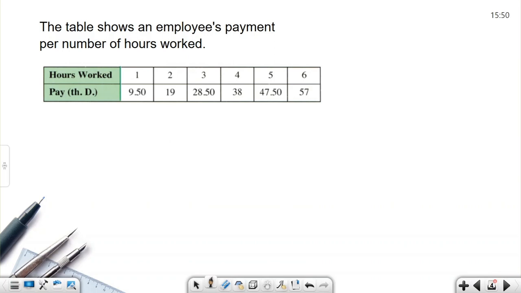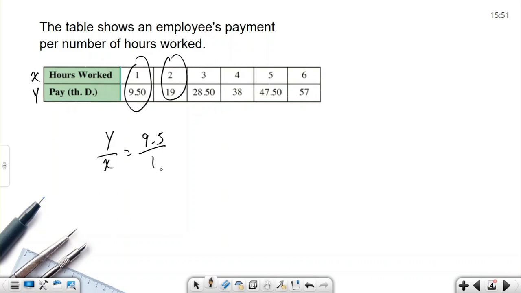Okay. There is a table, and the table shows an employee's payment per number of hours worked. Is the relation a direct variation or not? Let's check that one. I'm going to use x for the time, hours worked. When we talk about time, we usually put it on the x-axis, and the payment will be y. I'm going to use y over x.